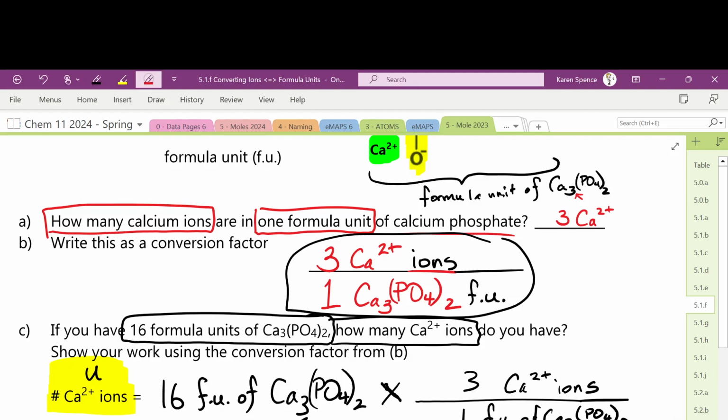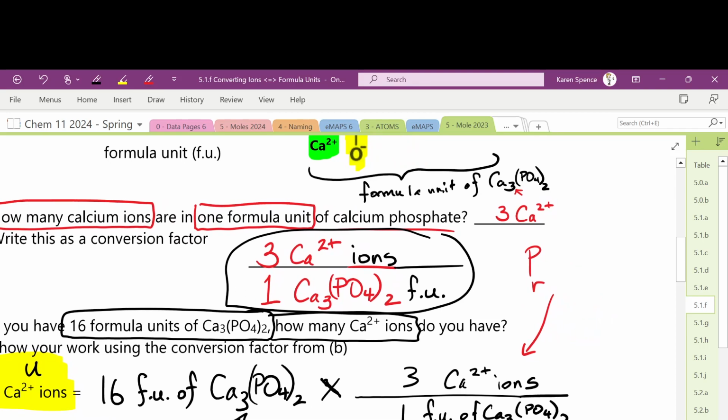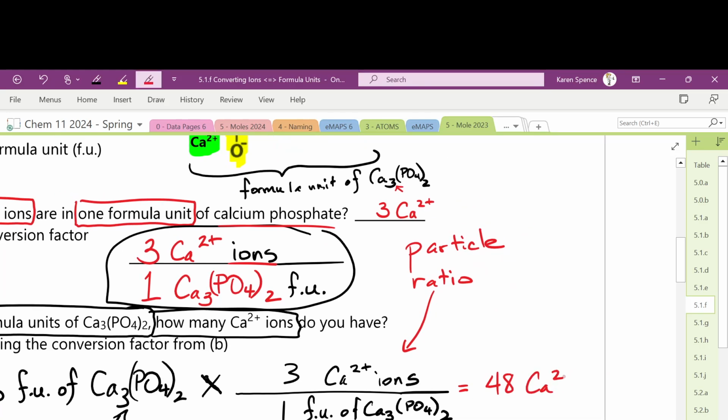By the way, what is this conversion factor called? This is a particle ratio. This time our particles are ions and formula units rather than atoms and molecules, but they're still particles to particles. Okay? And we do that and we get 16 times 3, which I think is 48. Of course. Yeah, it's 48 Ca2+ ions.